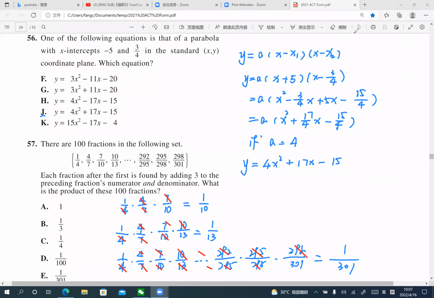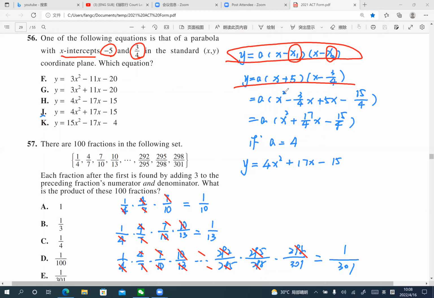Question 56. Which one of the following equations is that of a parabola with x-intercepts negative 5 and 3/4 in the standard xy coordinate plane? Since the question gave us the x-intercepts negative 5 and 3/4, we can use the intercept form of a parabola to find the equation. So y equals a times x minus x1 times x minus x2. So x1 equals negative 5 and x2 equals 3/4. After we plug in negative 5 and 3/4, we have y equals a times x plus 5 times x minus 3/4.